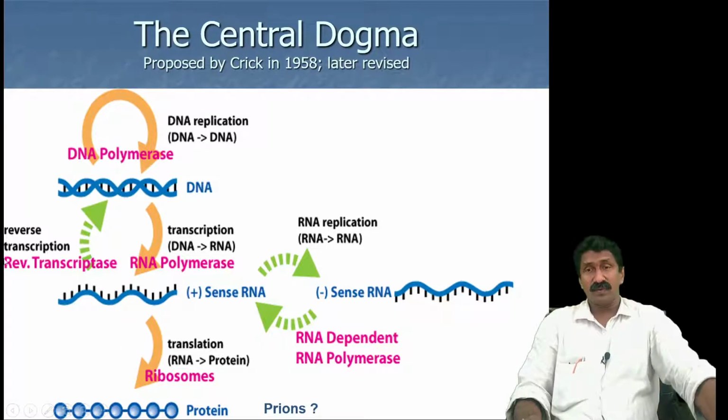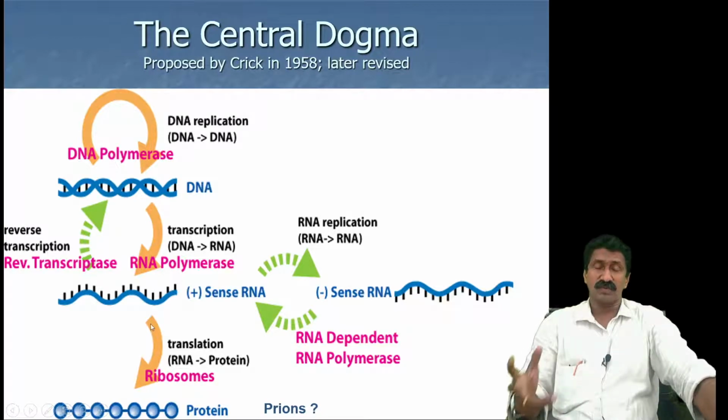Now we have the translation process, which is the next step in the central dogma. In the translation process, the mRNA, which normally has a positive sense, is translated into a protein sequence by the ribosome or the translation assembly, and that RNA information is translated into the language of the proteins.